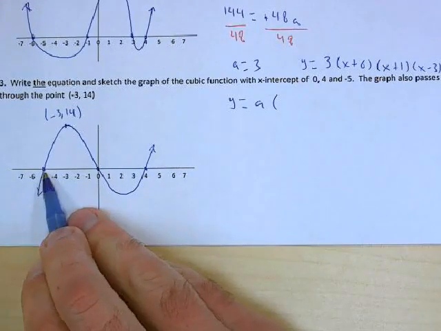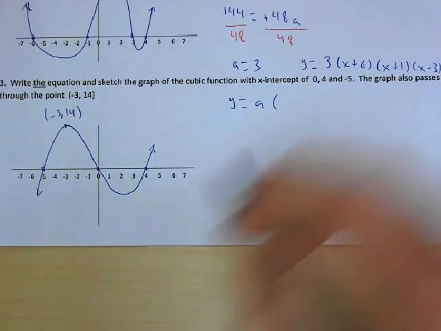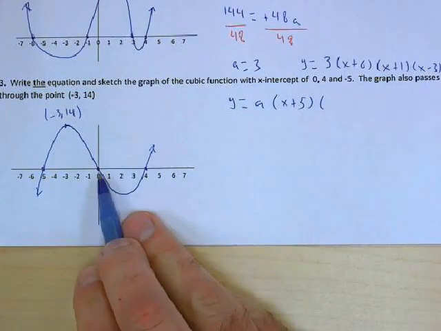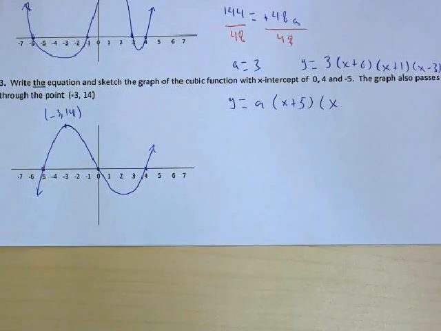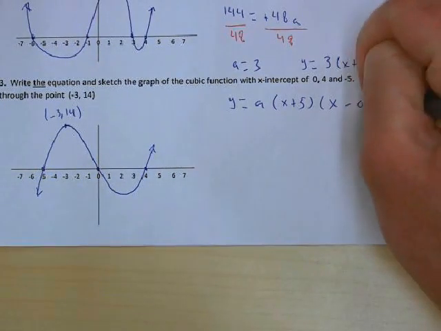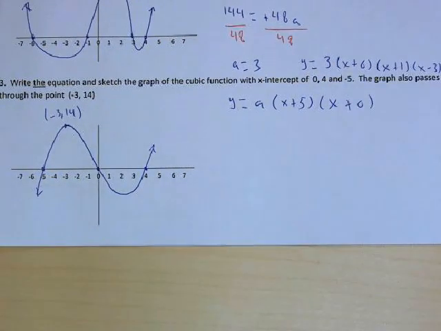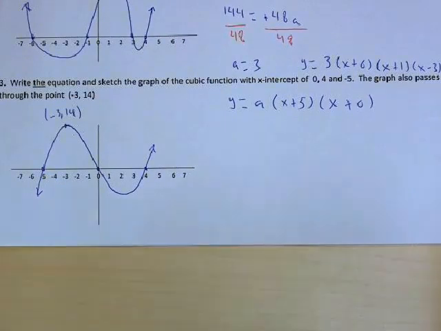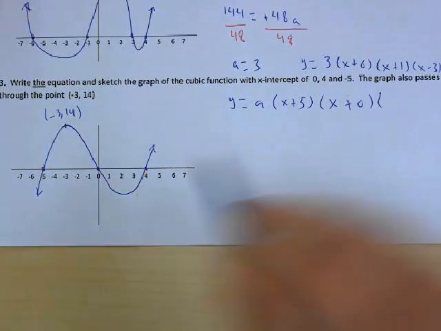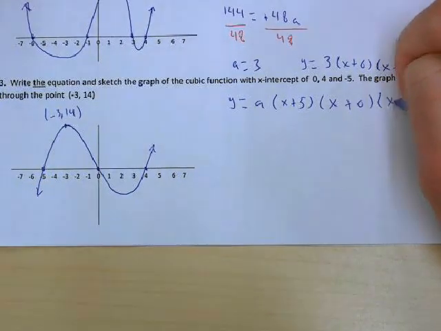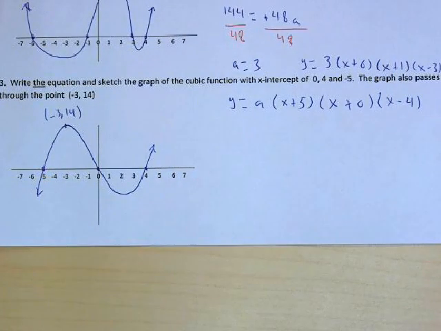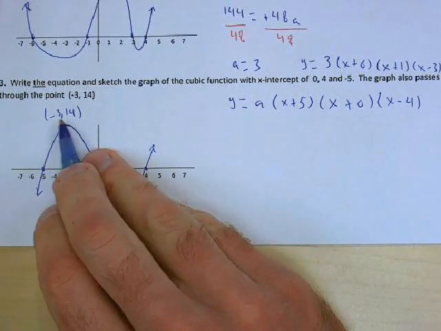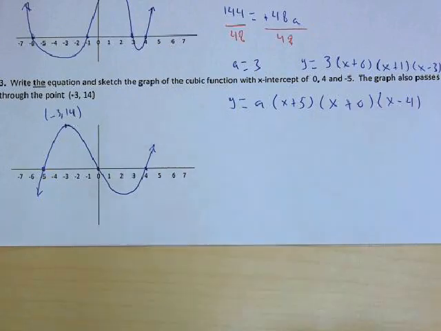So let's see. To get an intercept of -5, I need x plus 5 as a factor. Let's see, to get an intercept at 0, I need, you could just say x, or if you put x minus 0, that's fine, or x plus 0, that's also fine. Okay, just a regular old x would be perfectly fine there though. And then to get an intercept at +4, we need x minus 4. Okay. All right, so now to solve for a, I want to use this point, stick in x is -3 and y is 14, and then solve for a.